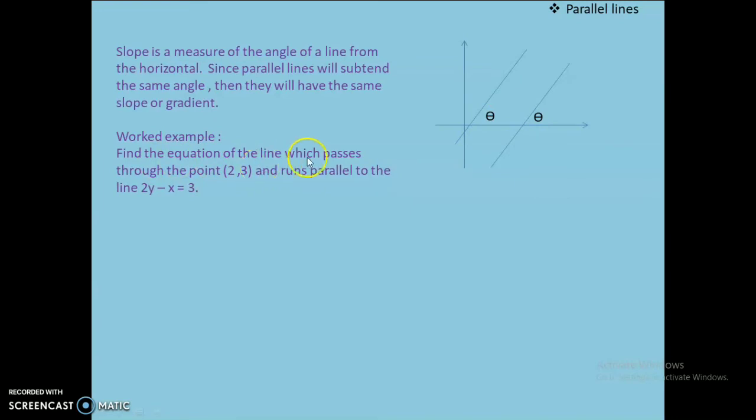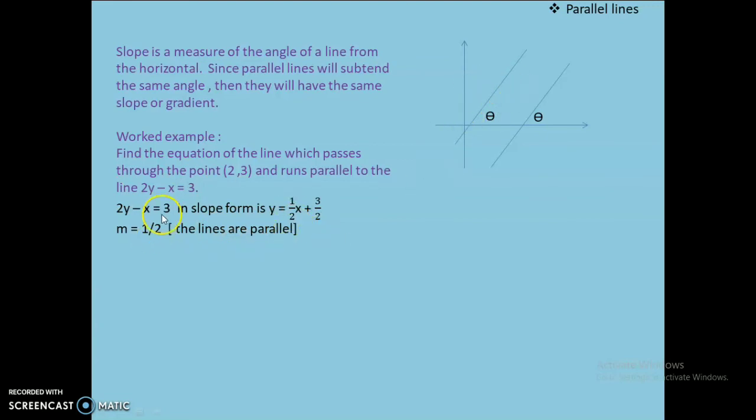Now we have to find the equation of a line which passes through the point (2, 3) and runs parallel to the line 2y minus x to be equal to 3. Let's see. Now we represent this in the slope form so that we can easily determine the gradient. Then we know that the gradient is half.